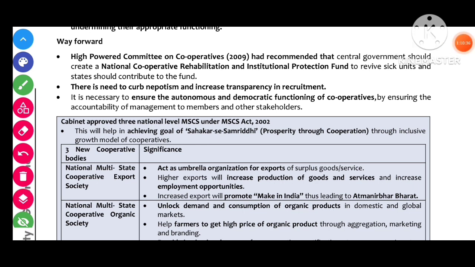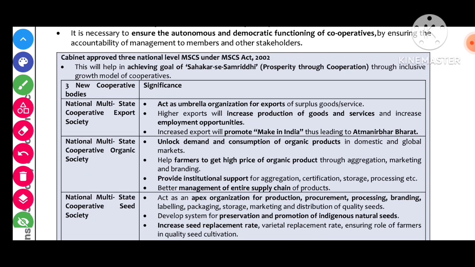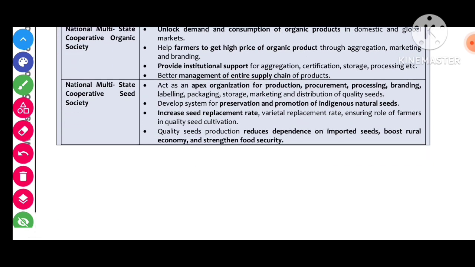Okay, and what is the way forward to that? A high-powered committee on cooperatives had recommended that the central government should create a national cooperative rehabilitation and institutional protection fund. So these are some reforms in the multi-state cooperative societies.